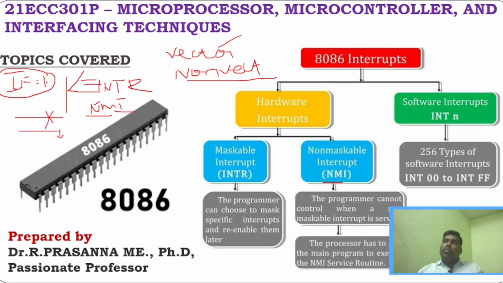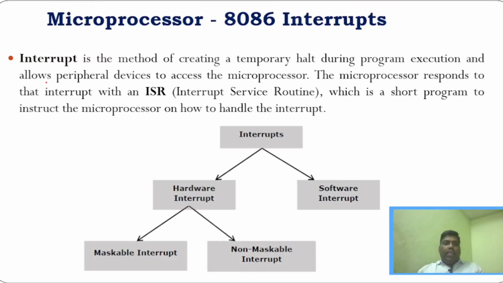Now you understand what a hardware interrupt, software interrupt, vectored interrupt, non-vectored interrupt, maskable interrupt and non-maskable interrupt are. Interrupts can be split into hardware, software, and maskable and non-maskable. Any instruction or method that creates a halting process for the main program is called an interrupt.